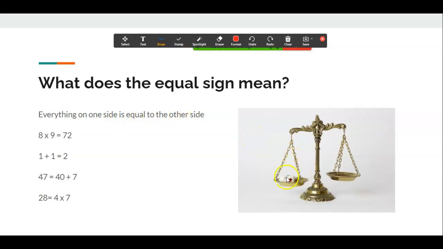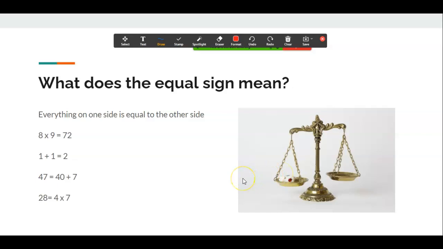And how I think about that is a balance scale here, is what that's called, a scale balance. Okay, if I have something on this side and something on this side, I want them to be equal. So for instance, over here, 8 times 9. If I have 8 times 9 on this side and 72 on this side, they're equal. Same with this. 1 plus 1 on one side, 2 on the other side, they're equal.